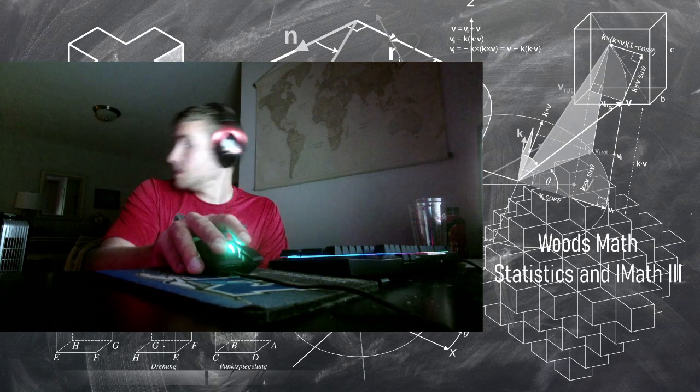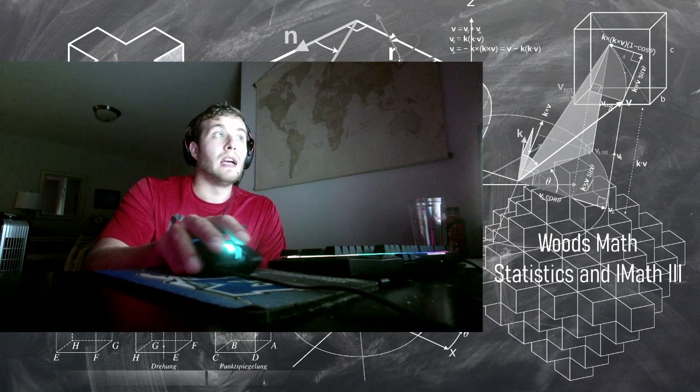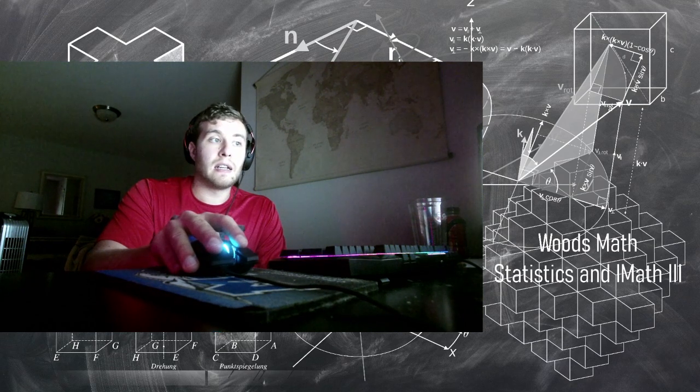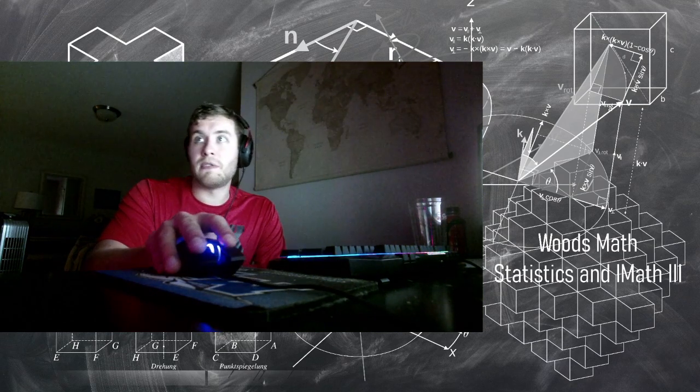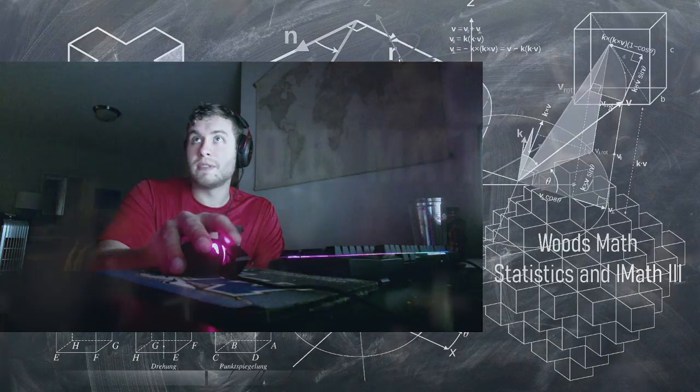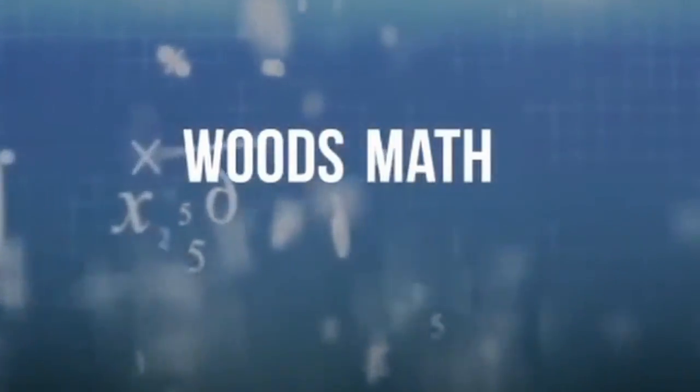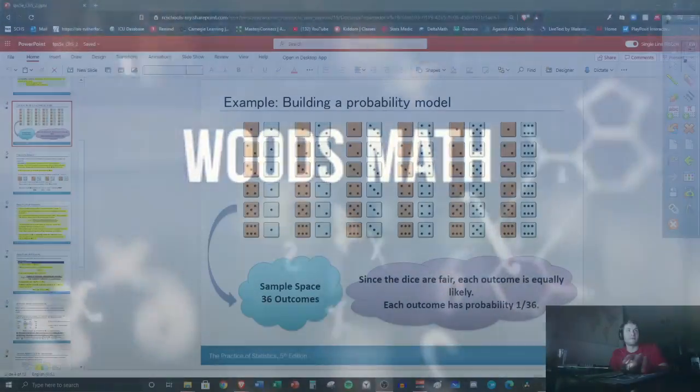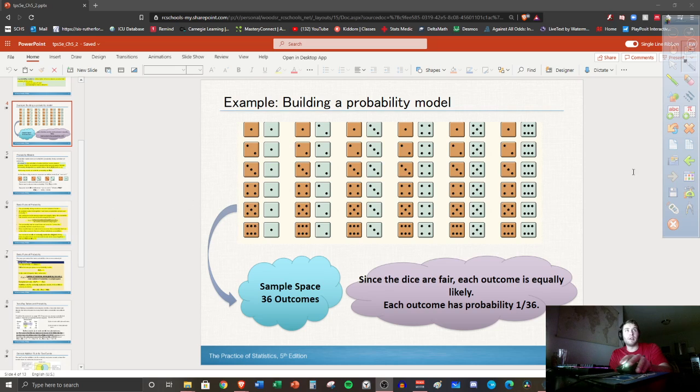My cat's going crazy. Let's go ahead and talk about where we left off. The last thing that we did was, let's do the intro. All right, so we talked about a sample space and how to build a probability model. We did that with adding two dice together.